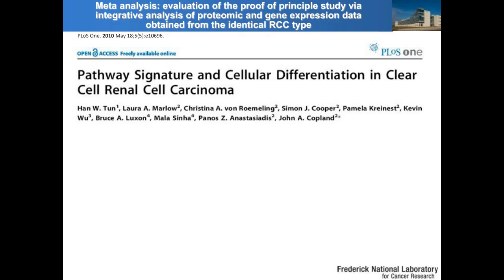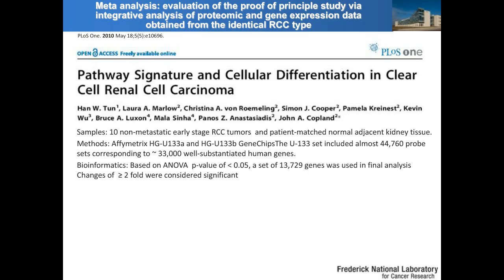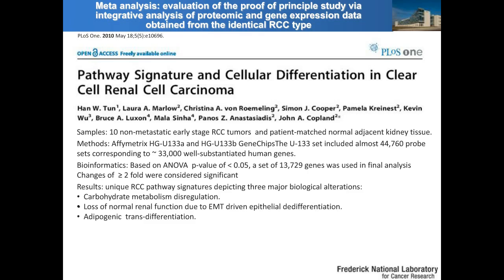So we really wanted to see if there is any way that we can further do a meta-analysis. We found a publication by Toon et al., who used 10 non-metastatic early stage renal cell carcinoma tumors and patient-matched normal adjacent kidney tissue. They used the Affymetrix platform and found 33,000 well-substantiated human genes, of which 13,000 were used for final analysis, and changes of twofold and more were considered significant. Their results said that the pathways driving these 10 tumors are carbohydrate metabolism dysregulation, loss of normal renal function due to EMT-driven epithelial dedifferentiation, and adipogenic transdifferentiation.